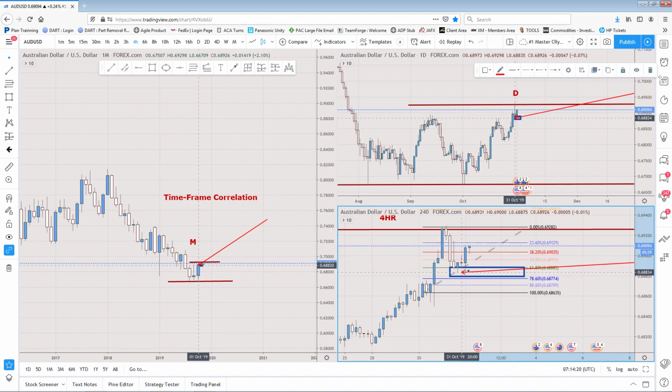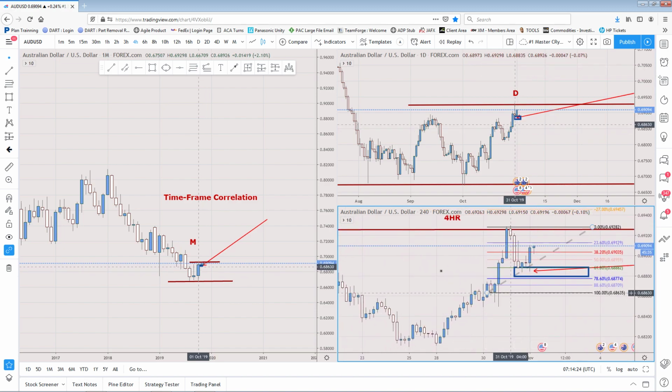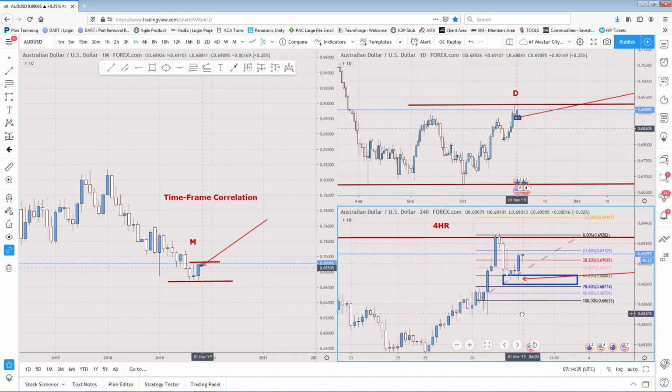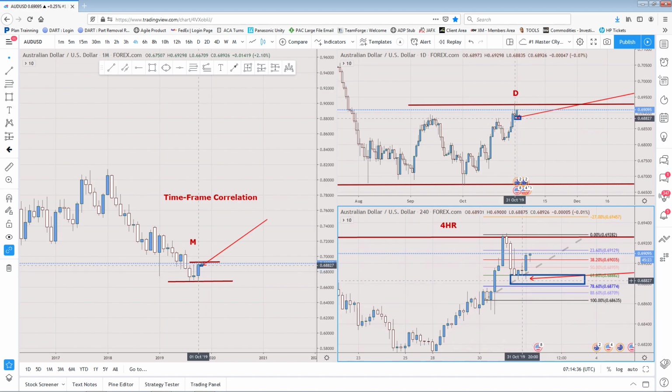So we have multiple reasons to buy here. This is what I mean by time frame correlation. If the monthly is showing you we're in a buy, you want to also maybe check the daily or the 4 hour. The 4 hour is my favorite. Look at the 4 hour and make sure that you're seeing the trend in the same direction as you want.